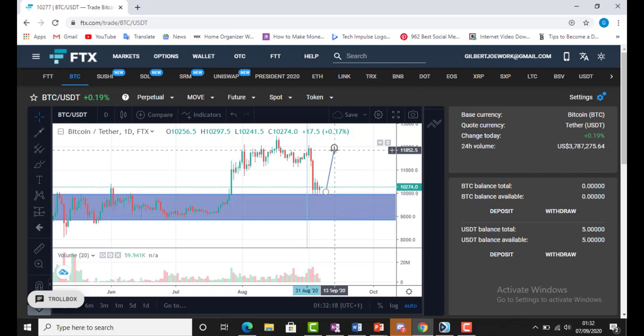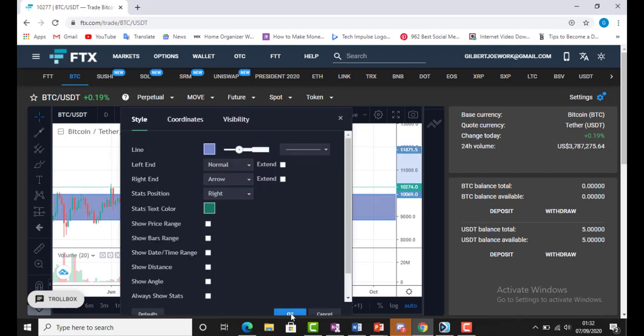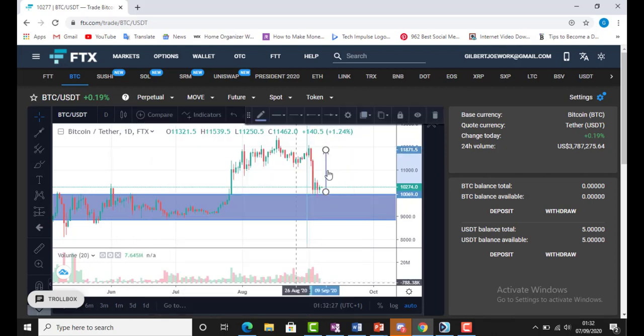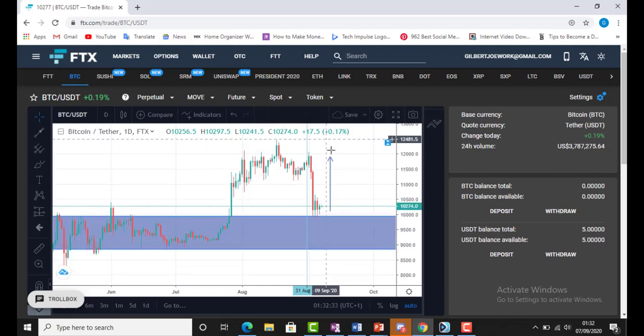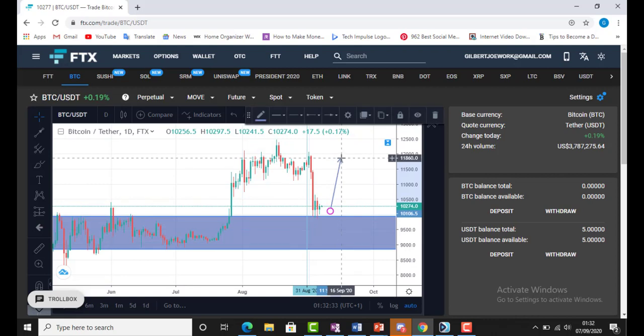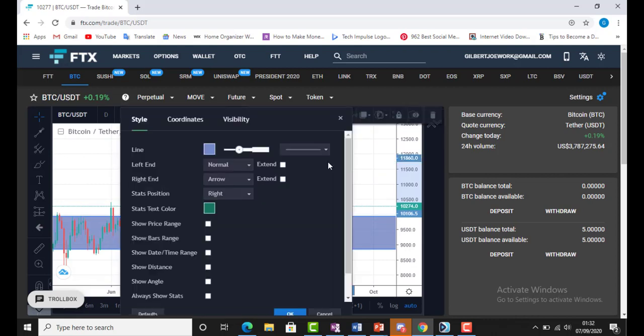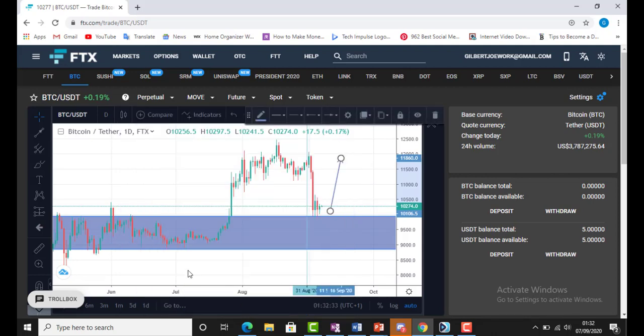Let me tell you why I did this. I had to measure the distance of this fall. Do you see? So that is why I got this. Why did I do that? You know, the market always tends to repeat what it has done over a period of time.